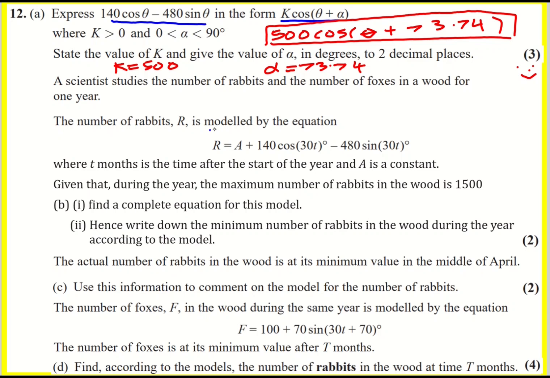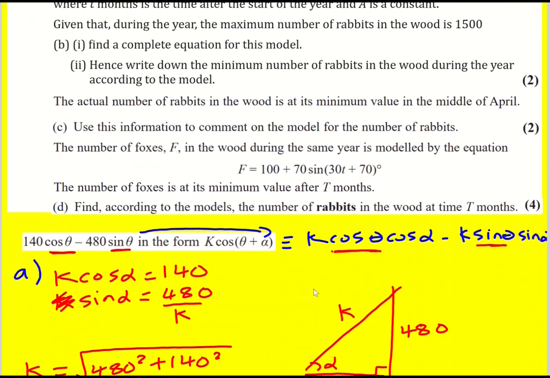So the first thing I'm going to do is use our earlier part because you can see the similarity with what we did and what is here. So R is going to be equal to A plus 500 cos. The only difference is that I need to replace theta by 30t. So 30t plus 73 point.